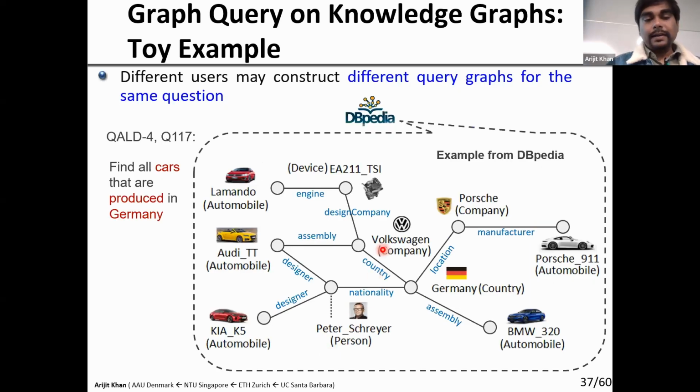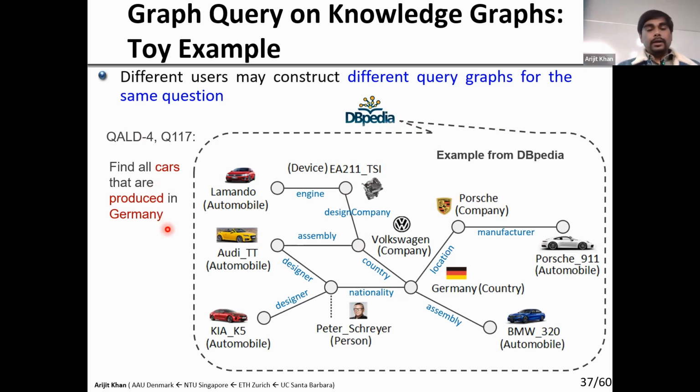So just to give you a high-level overview of the problem that we are solving in the other direction, which is to apply different machine learning techniques to solve query answering over knowledge graphs. Here we have a knowledge graph from DBpedia, which is a real knowledge graph about different cars, their manufacturers, companies, etc. And over this knowledge graph, we are interested in the following query: find all cars produced in Germany.